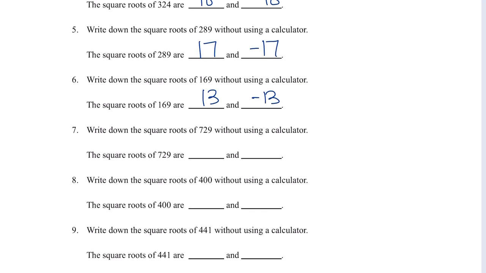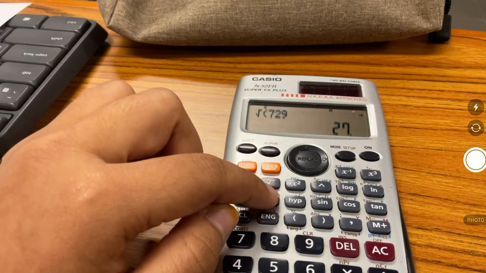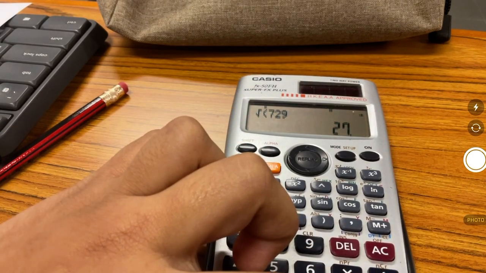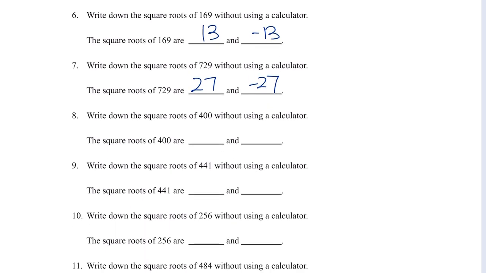Let's just continue. Square root of 729, that's a very big number, right? Square root of 729, you can have 27. So 27 and negative 27. Let's just continue. 400, what times what is 400? 20 times 20 is 400, but we can't forget the negative 20, because a negative becomes positive. So it's again 20 times 20 there.